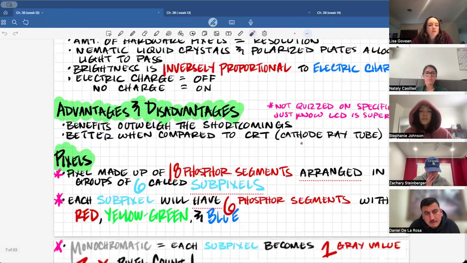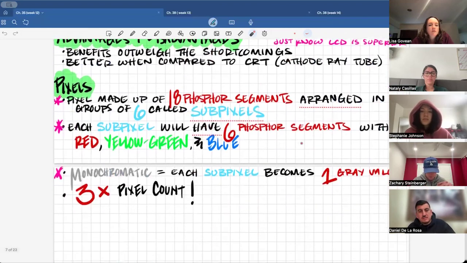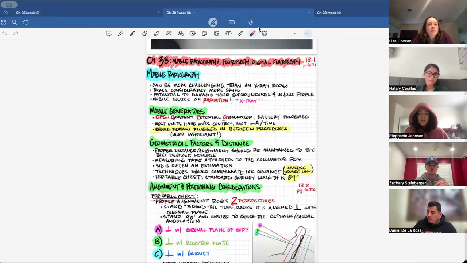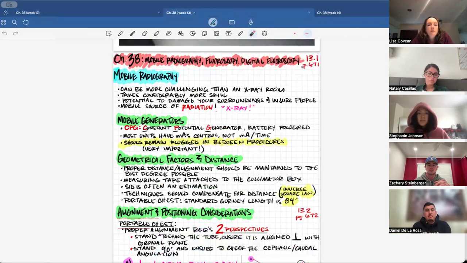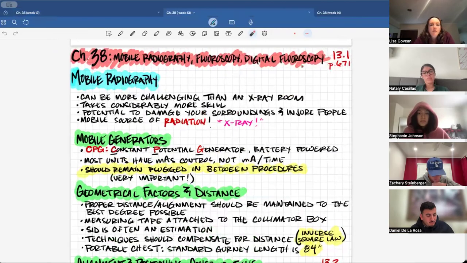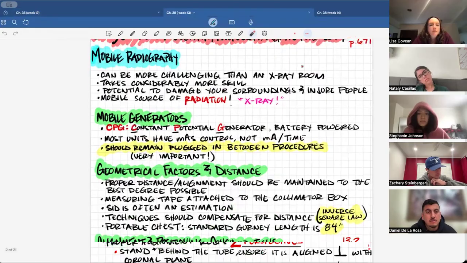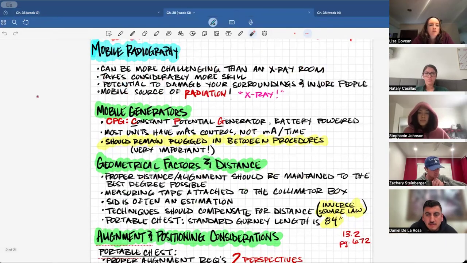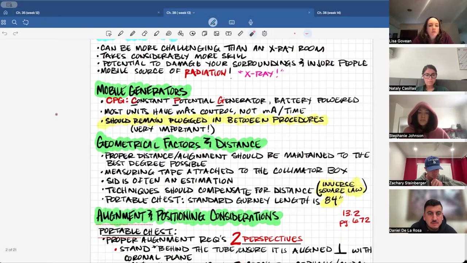So go to chapter 38 now. First thing on chapter 38, where they talk about mobile, like portables. So I believe Natalie and Stephanie haven't had a chance to use portables yet. It does take some time to get used to it.